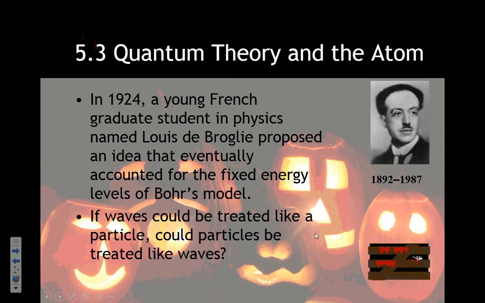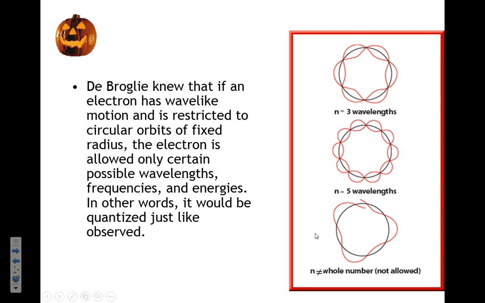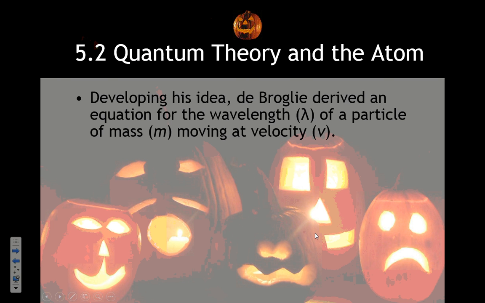So what he tried to look at was what about wave properties would lead to the fact that electrons could only exist at certain energy amounts. De Broglie knew that if an electron has wave-like motion and it's restricted to a circle orbit of fixed radius, then the electron can only exist at certain possible wavelengths, frequencies, and energy. In other words, it would be quantized, just like we observed. Now, as it turns out, it didn't move in circular orbits, but he was opening the doorway for scientists to think maybe electrons, which are a particle, could be treated like a wave.